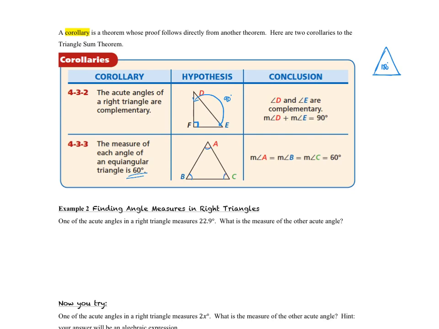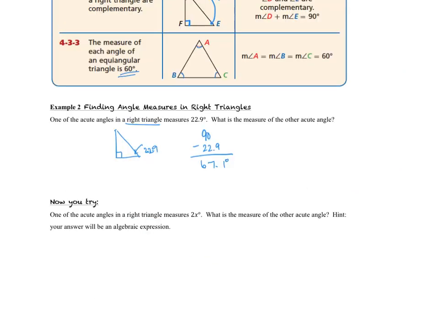Okay, now it says one of the acute angles in a right triangle measures 22.9. So I've got my right triangle. One of these is 22.9. What's the measure of the other? Well, I don't have to add 90 plus 22.9 in this case because I already know that it's just going to be subtracted from 90. So the measure of the other acute angle would be 67.1 degrees. And if we check, we add them all up, that would add up to 180 degrees. The corollary says that these two angles, the non-right angles, are going to add up to 90 degrees.